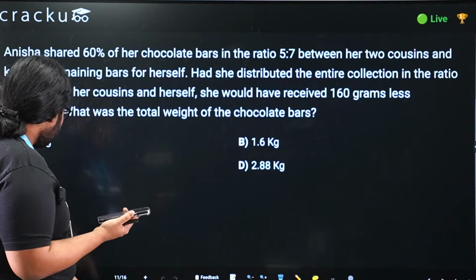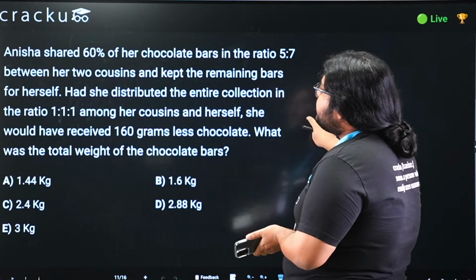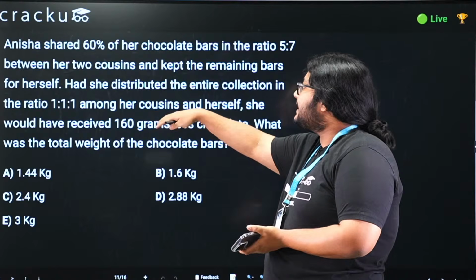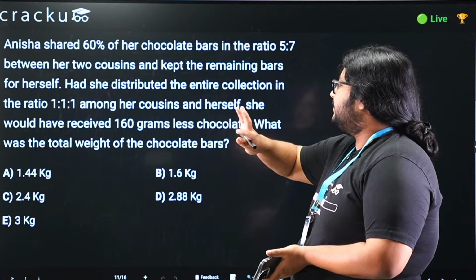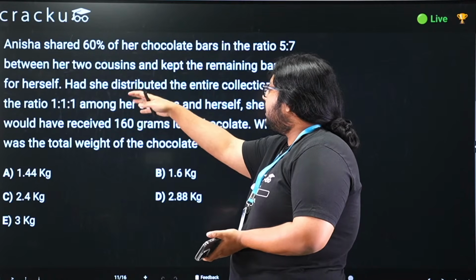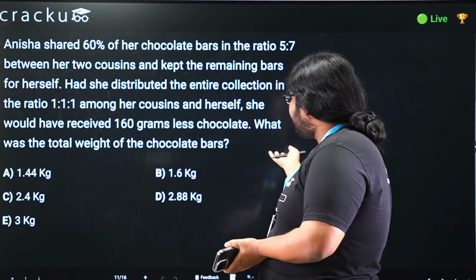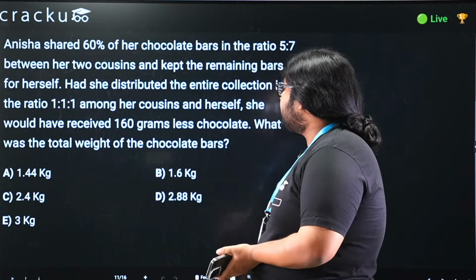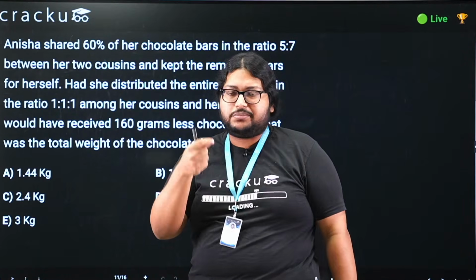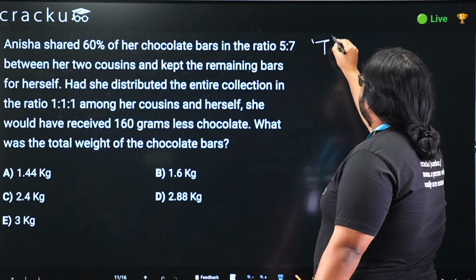Yeah, so this one says Anisha shared 60% of her chocolate bars in the ratio 5:7 between her two cousins and kept the remaining bars for herself. Had she distributed the entire collection in a 1:1:1 ratio among her cousins and herself, she would have received 160 grams less chocolate. What was the total weight of the chocolate bars? Obviously we have to assume that each chocolate bar weighs the same. So we can say let the total weight be T.